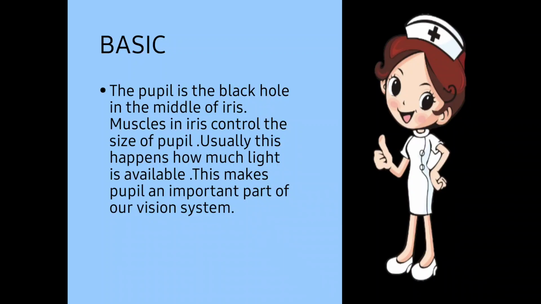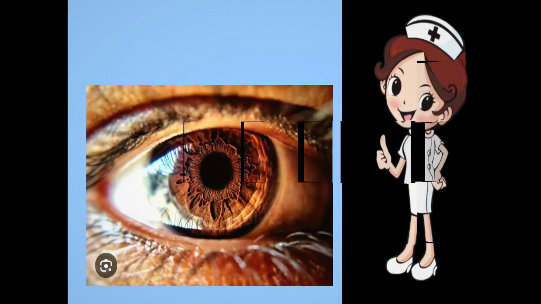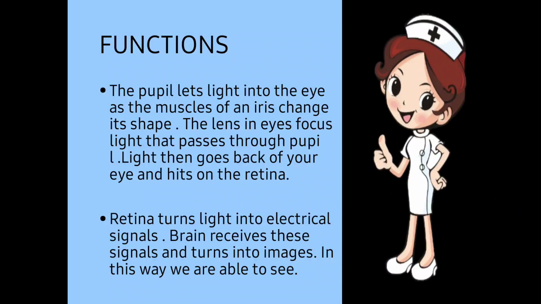This makes the pupil an important part of our vision system, because when we shine a torch into the pupil, it responds or reacts. By this reaction, we get to know the visual condition of the eye. That's why it is a very important part of our eye. Next, what are the functions of the pupil?